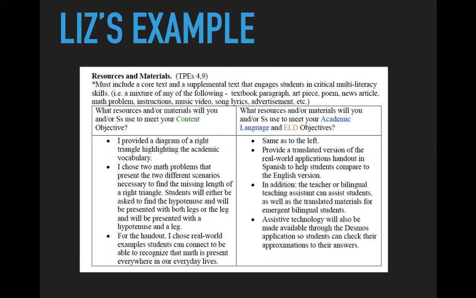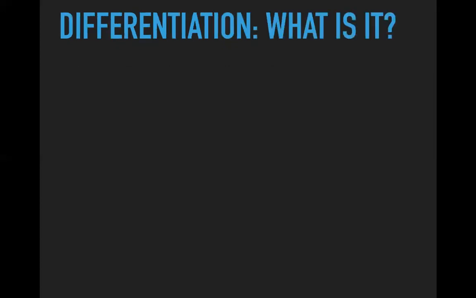On the right side, you notice sometimes these things are kind of redundant, so it's perfectly fine to have a bullet point that says same as to the left, so you don't have to repeat yourself. Notice that she has some things that are translated specifically for her emergent bilingual students. She also has a TA. So if you have a TA in your class, please list that as a resource. That's really good to include. And then any assistive technology that you're using for students, include that as well. So that's resources. Now we're going to talk about differentiation.